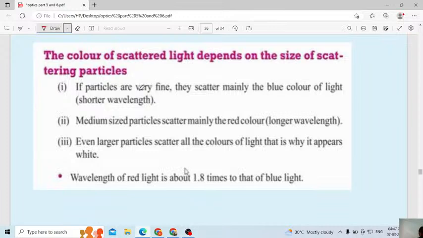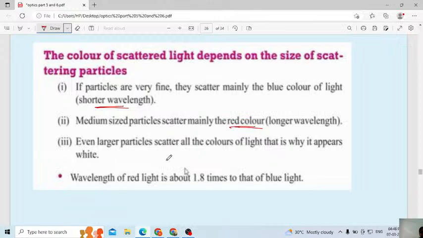If the particles are very fine, very small particles, they scatter mainly the blue color of light, of shorter wavelength. If the particles are very small, then normally they will scatter only the blue color of light, because blue color has the less wavelength of light. Next, medium size particles scatter mainly red color because of the longer wavelength.